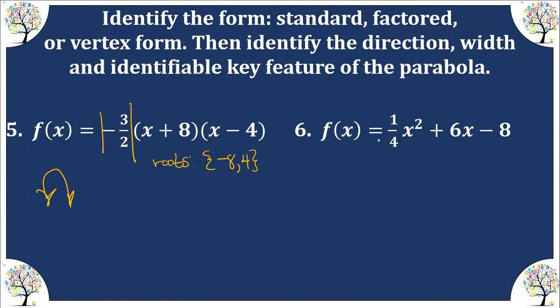Number 6 is in standard form, so we know the y-intercept, 0, -8. Our a value is positive, so it's going to turn up. And the absolute value is between 0 and 1, so it's going to be a compression and become a little wider than the parent function, which is when a is 1.